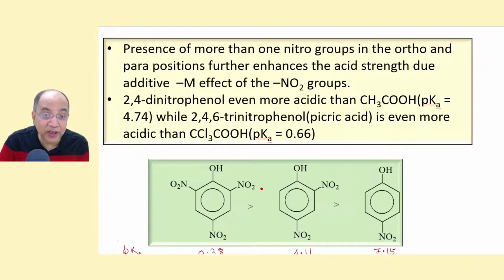And if you put 3 nitro in the ortho-para position, 2, 4, 6 trinitrophenol, this is called picric acid, the pKa is 0.38. 0.38 is not a strong acid, but it is quite a strong acid, which is even stronger than trichloroacetic acid. You remember, strong minus I effect will make it very acidic, and that is 0.66, while picric acid is 0.38. It's almost a strong acid, right?